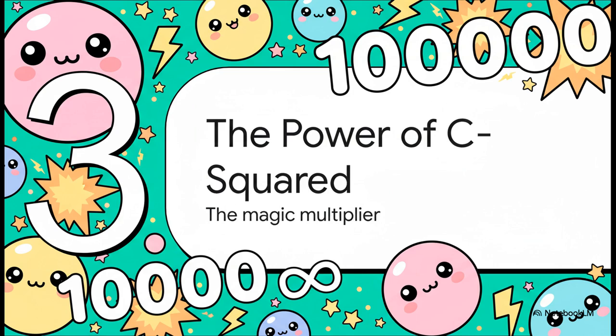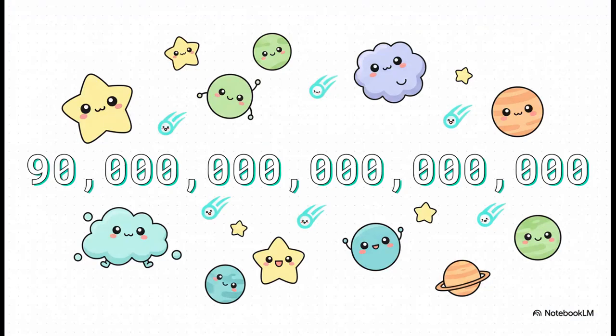But the true magic of this equation, the part that gives it its incredible, awesome power, isn't just the C. It's the C squared. And this is where things get really, really big. The speed of light is already a massive number, right? About 300 million meters per second. But when you square it, you get this, 90 quadrillion. That number is the conversion factor between mass and energy. It's just an astronomically huge multiplier.